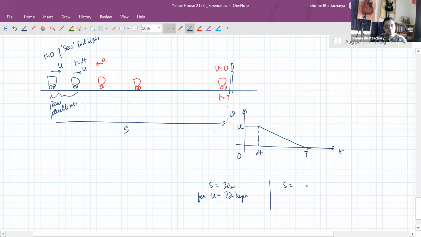Then it is given to you that the displacement at which he stops is 10 meters if his initial speed was 36 kilometers per hour. So we have to find the distance in which he can stop if the initial speed is 54 kilometers per hour. So in each case, he has a certain maximum deceleration. We don't know that.